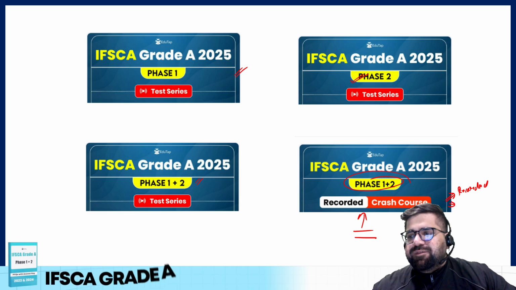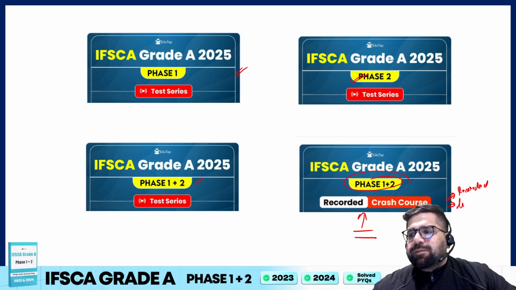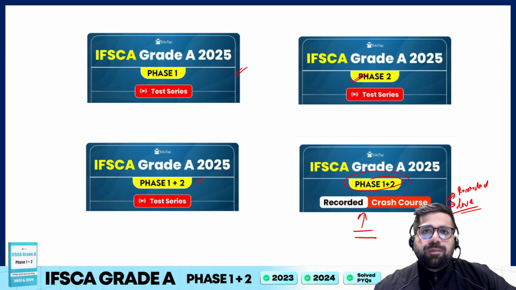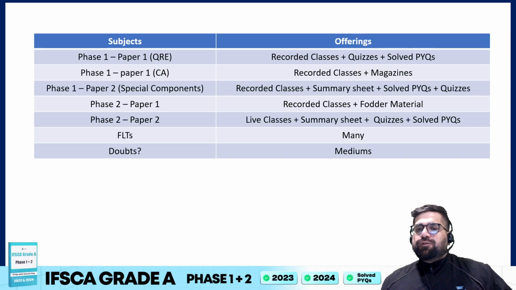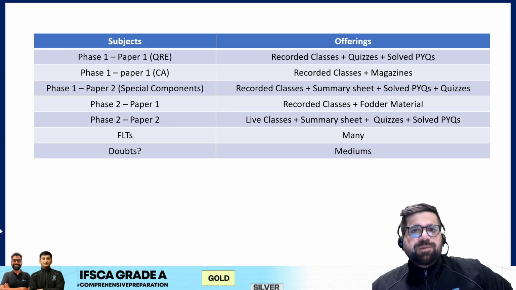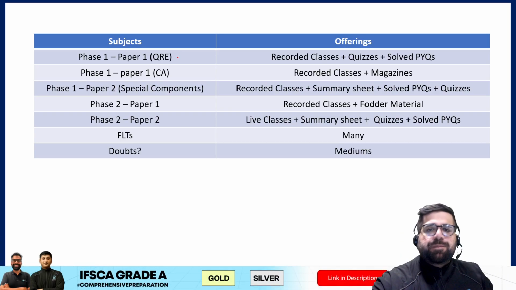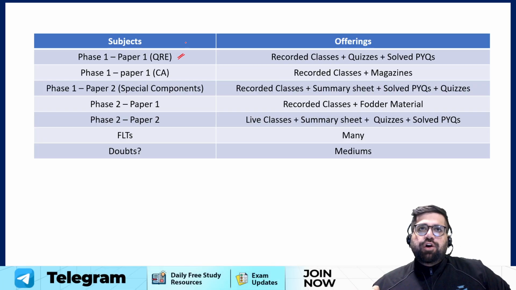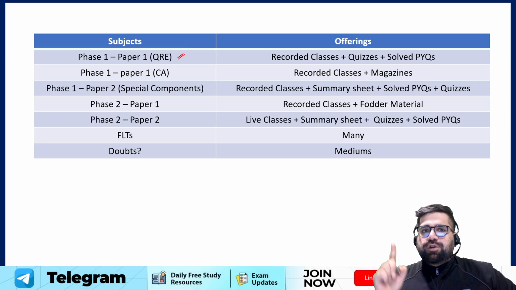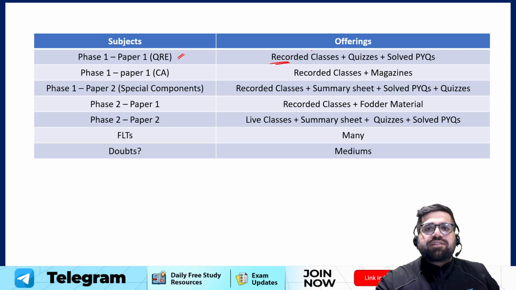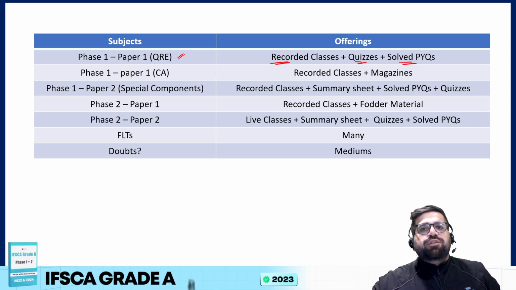Some classes will be available to you in the recorded format. Some classes will be available to you in the live format. I will show you how. For example, this is the details offering of this particular course. First of all, your phase 1 paper 1, which is about to be scheduled on 11th of October. So for QRE, you are getting recorded classes plus the quizzes and the solved previous year questions.